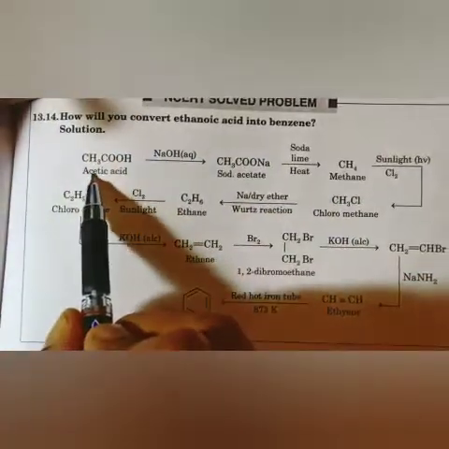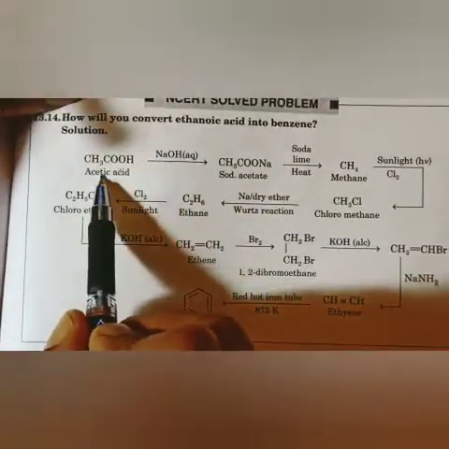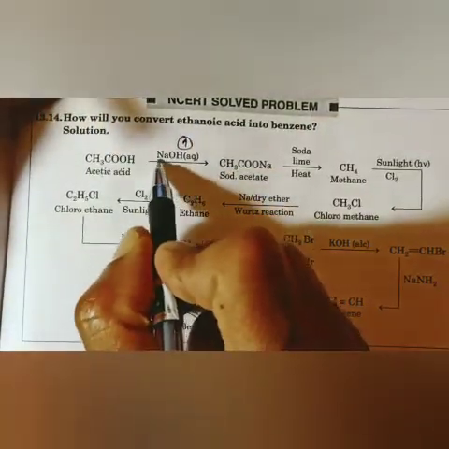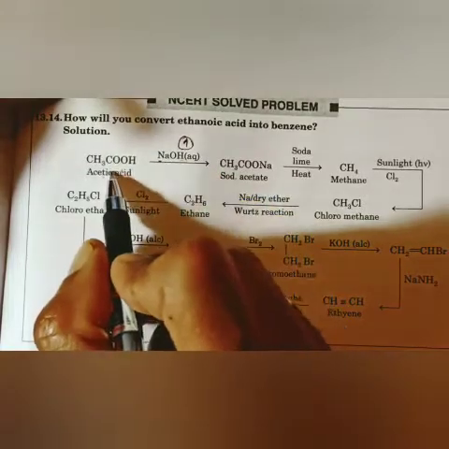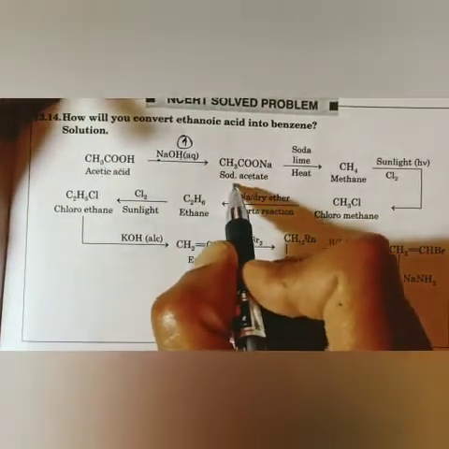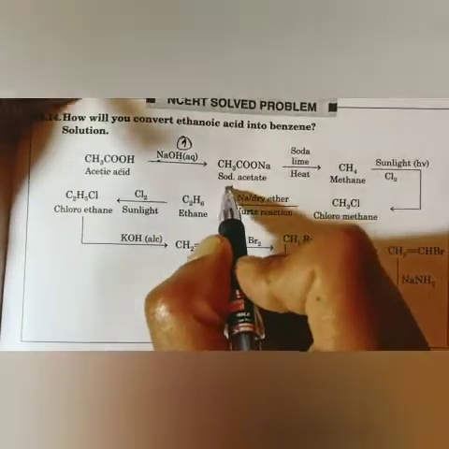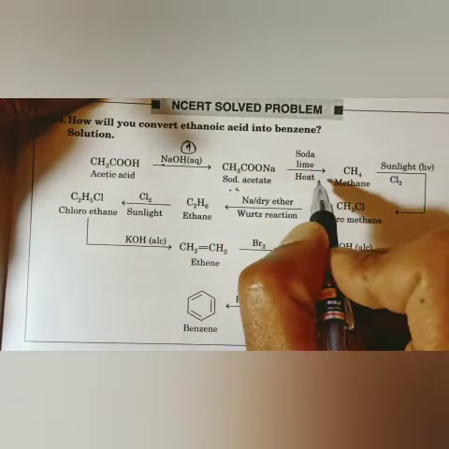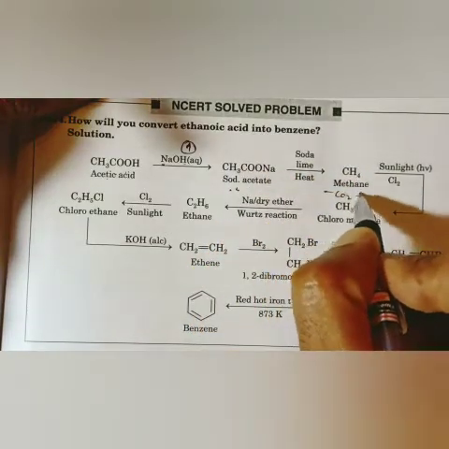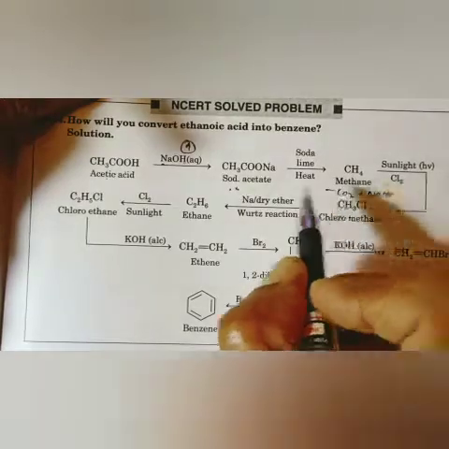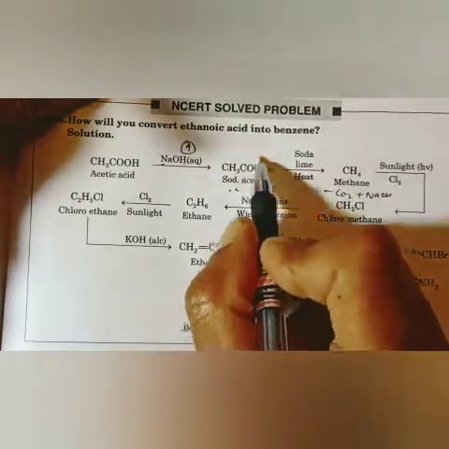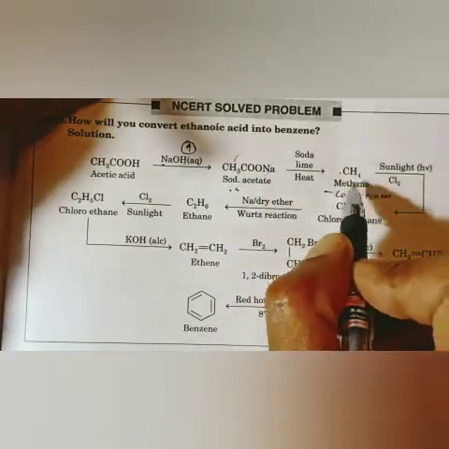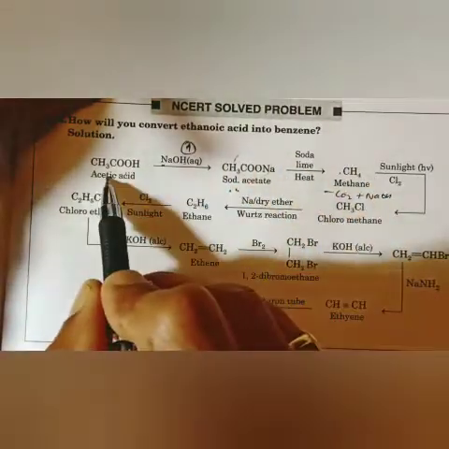First we take ethanoic acid. CH3COOH is the formula of ethanoic acid. The first thing to keep in mind is sodium hydroxide. When sodium hydroxide base reacts with the acid, it gives sodium acetate. You know this very well from when we were preparing soap. In sodium acetate, when we add soda lime, it will convert CH3COONa into CH4 plus Na2CO3. This is the conversion of acetic acid into methane.